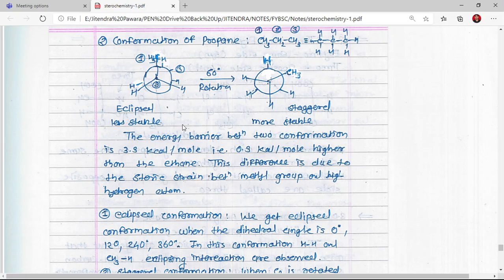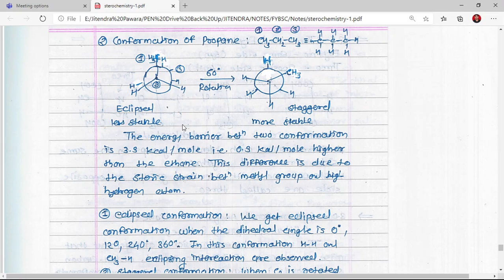That is 0.3 kilocalorie per mole higher than ethane. This difference is due to steric strain between the methyl group and the hydrogen atom.